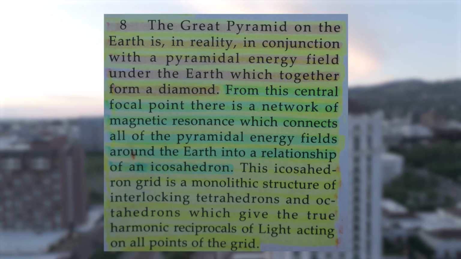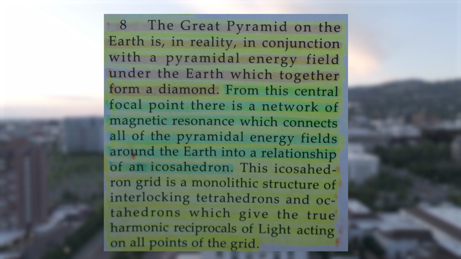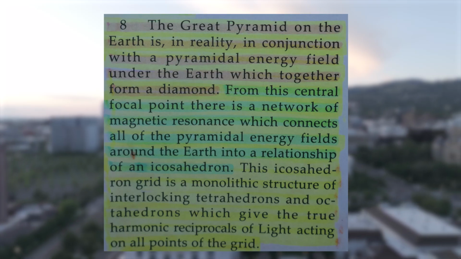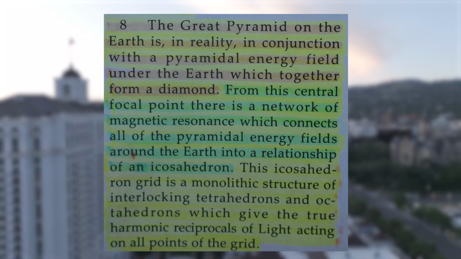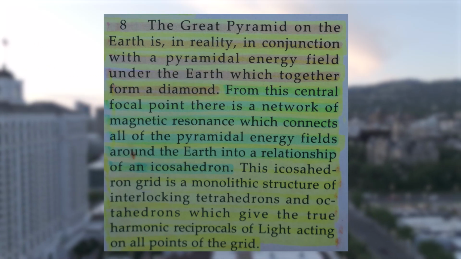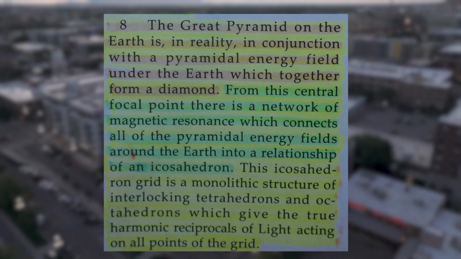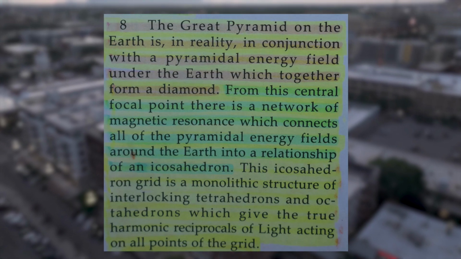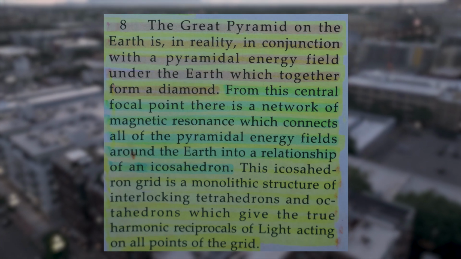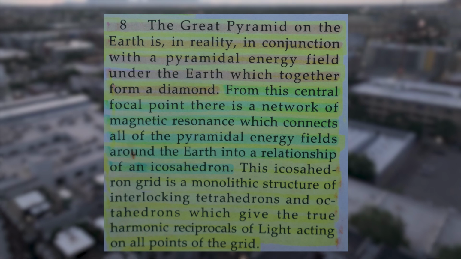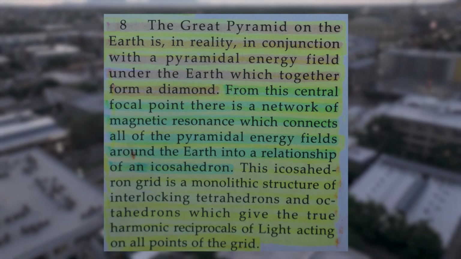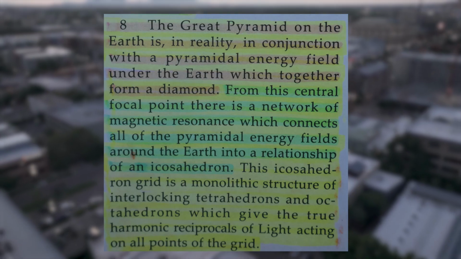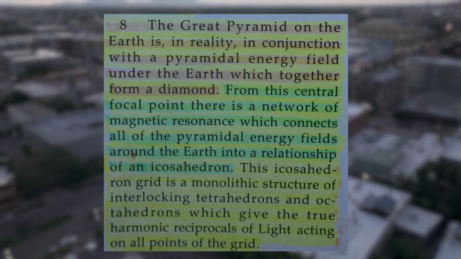From this central focal point, there is a network of magnetic resonance which connects all of the pyramidal energy fields around the Earth into a relationship of an icosahedron. The icosahedron grid is a monolithic structure of interlocking tetrahedrons and octahedrons, which give the true harmonic reciprocals of light acting on all points of the grid.